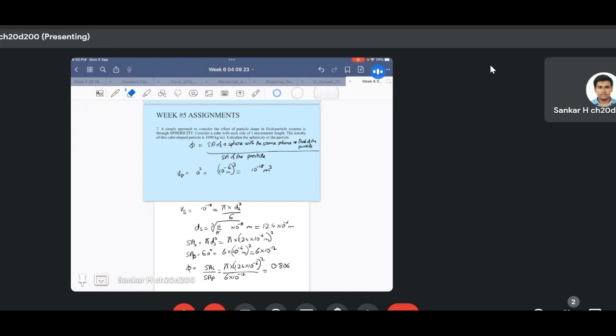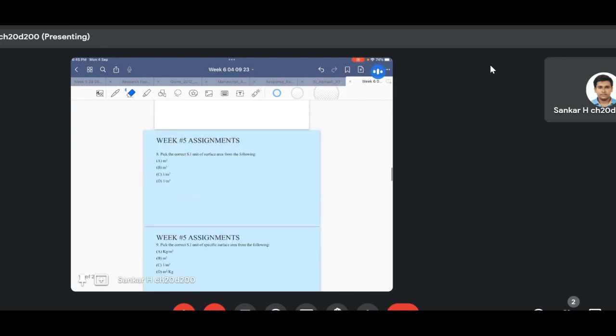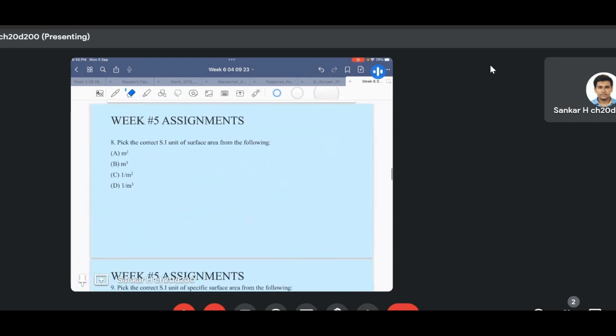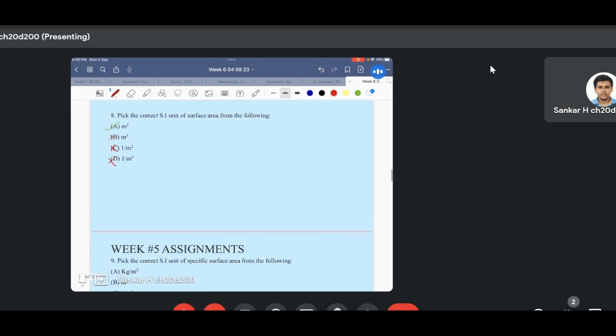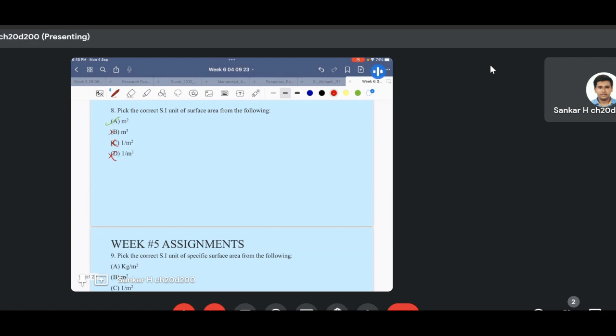So let's move on to question number 8, where it's a series of very simple questions. Pick out the correct SI unit, standard international unit, of surface area from the following. It is fairly easy. It is meter square, and not meter cube, which is the SI unit for volume. 1 by meter square is the inverse of surface area, and 1 by meter cube is the inverse of volume.